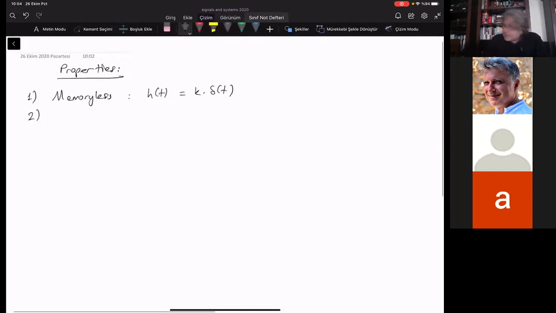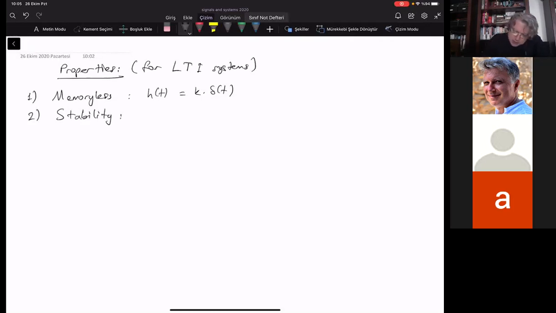And second is invertibility. Or maybe before invertibility, I want to talk about stability. Is the system stable or not? If the system is LTI, linear and time invariant, stability can be analyzed simply by looking at the impulse response.